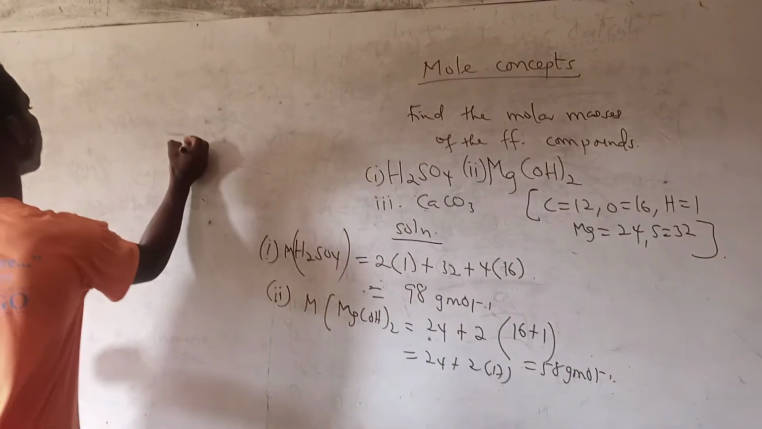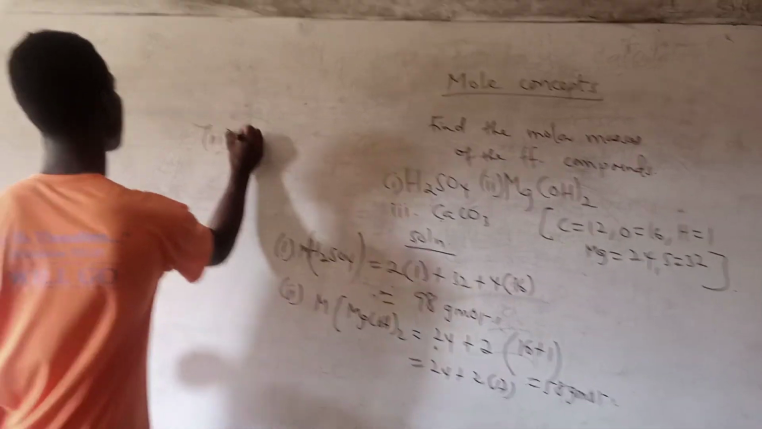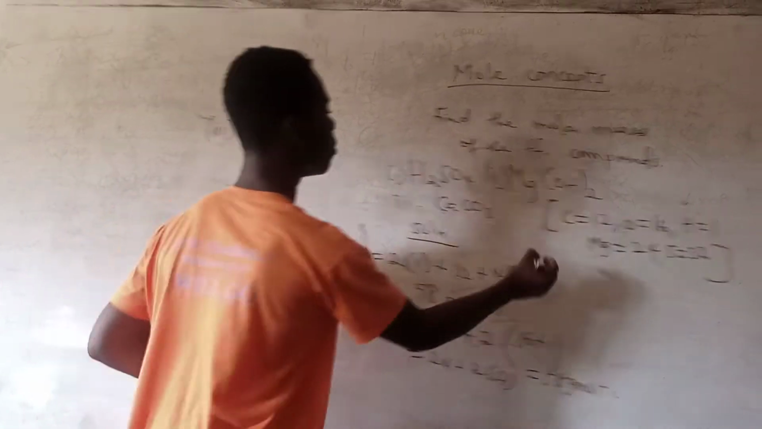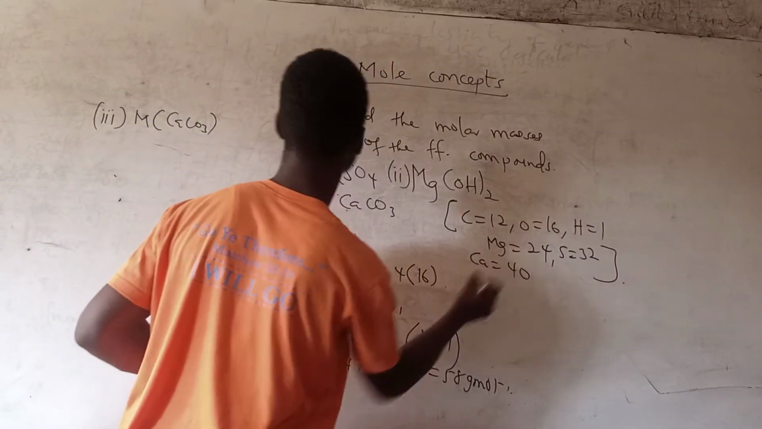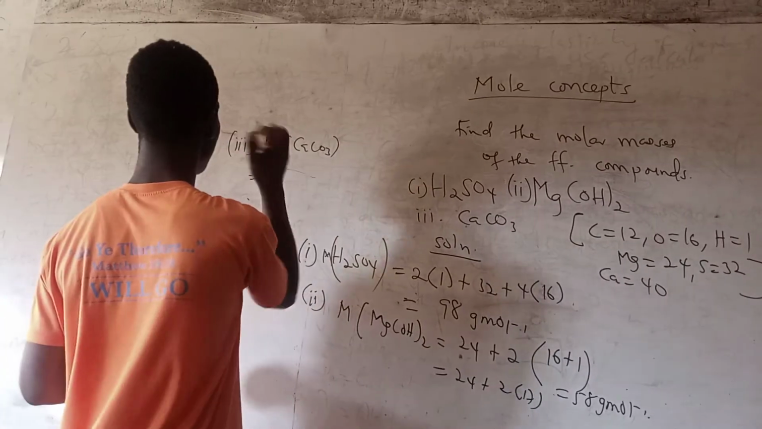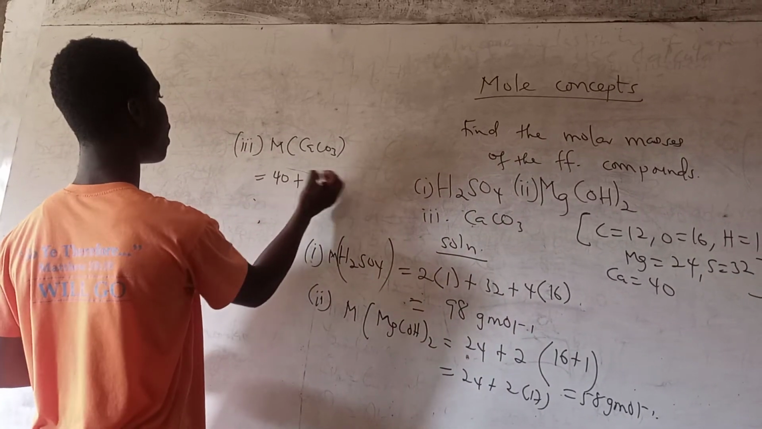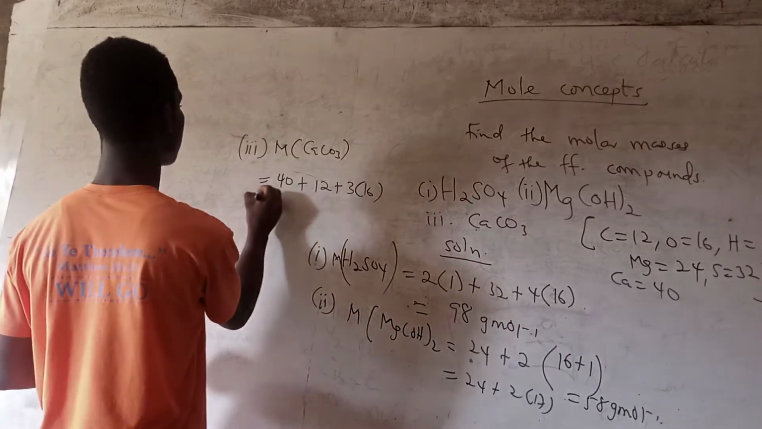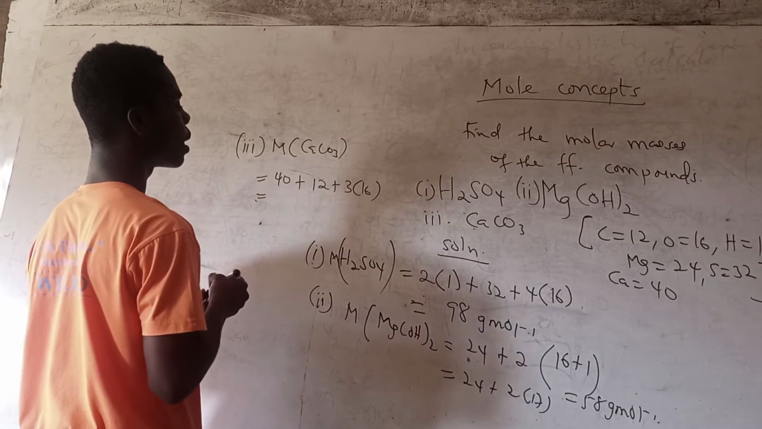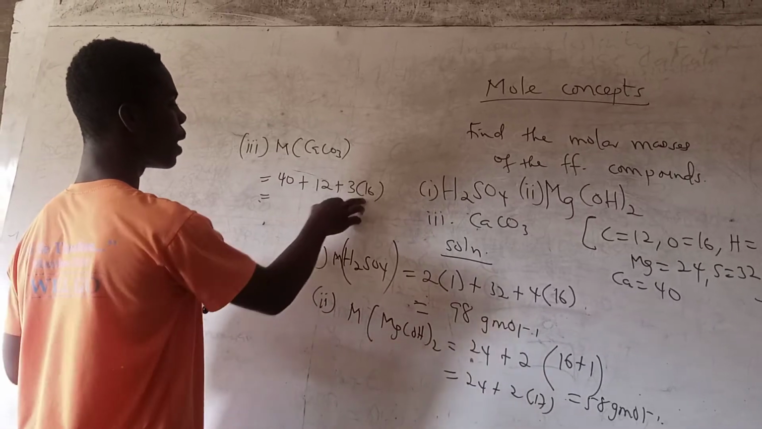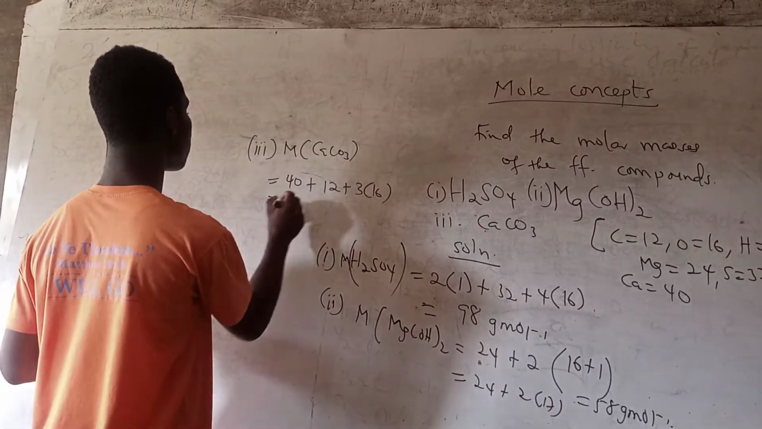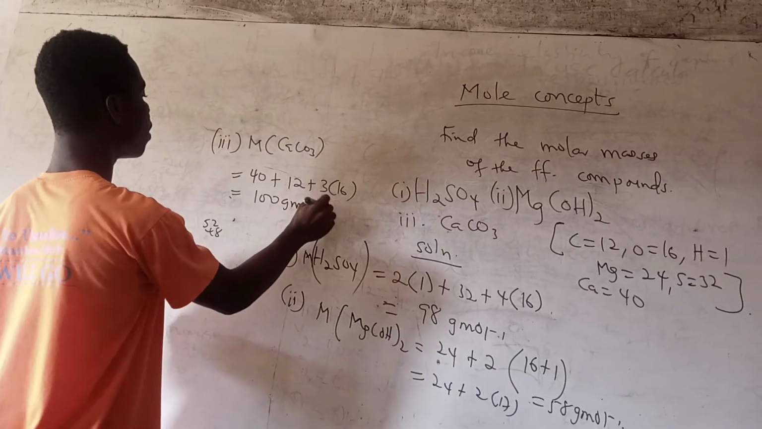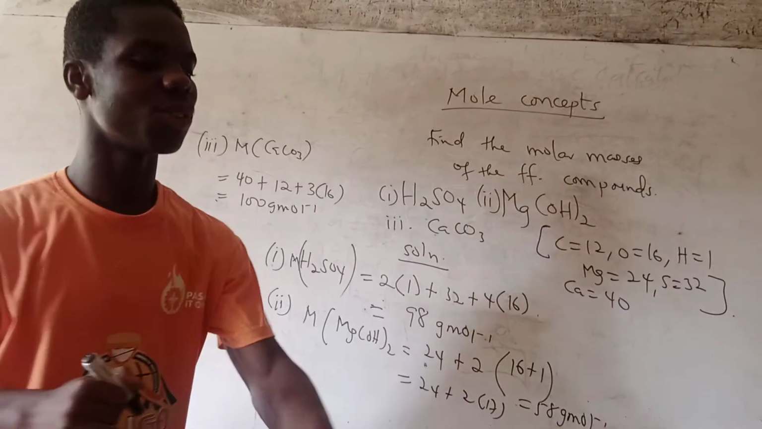Let's get to the third one, the molar mass of calcium carbonate. I didn't bring my calcium, so let me put it here. Calcium is 40, carbon is 12, oxygen is 16. So 3 times 16 is 48. 40 plus 12 making 52, plus 48 making 100 grams per mole, and it is solved easily.